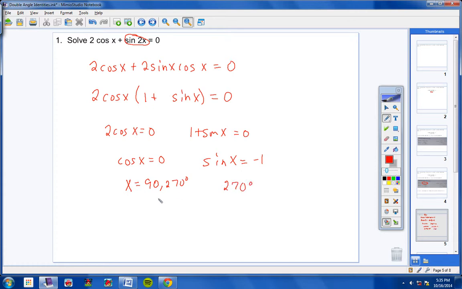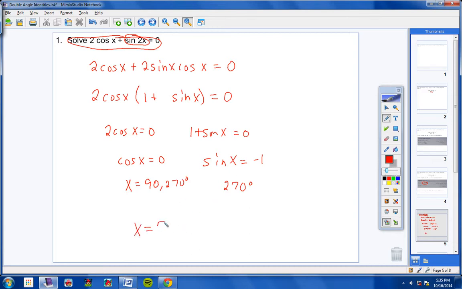Okay, now, remember, whenever your original equation has more than one trig function, in this case we have a cosine and a sine, you must check each answer in the original equation up here, okay? And so if you do that, you will see all of these do work. So there's no need when you write your answer to write 270 twice, okay?